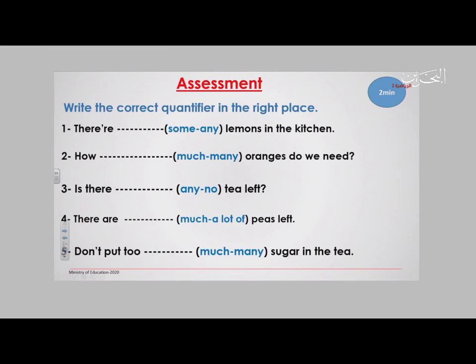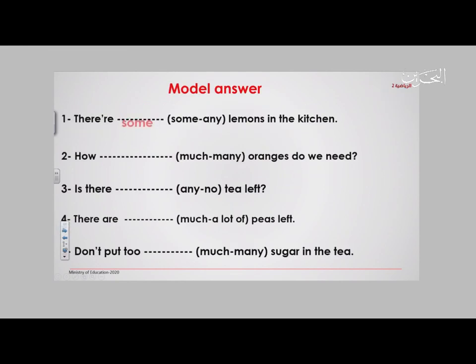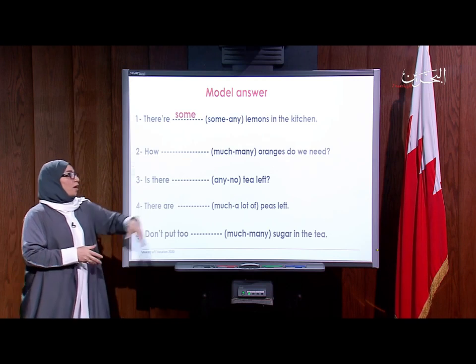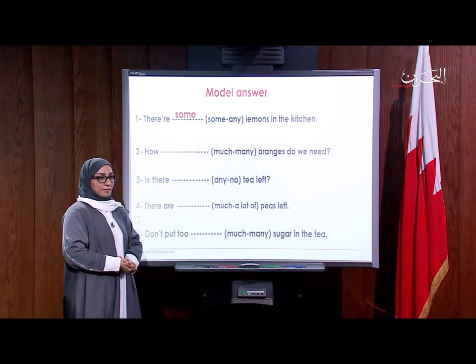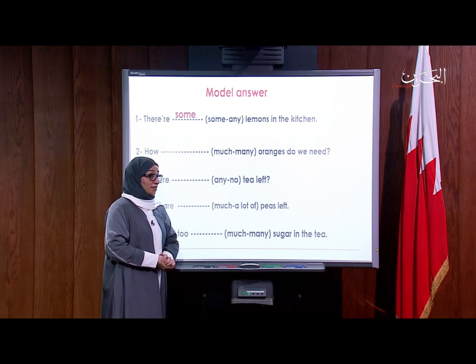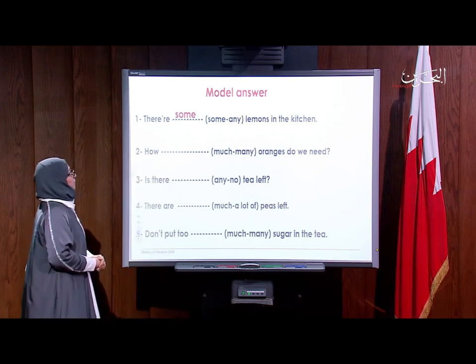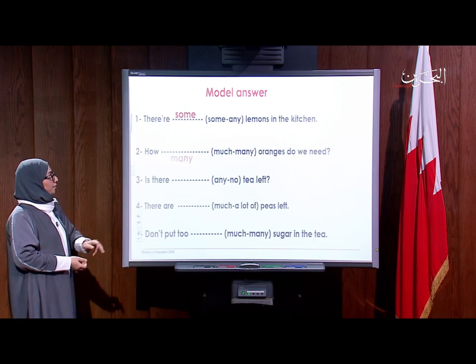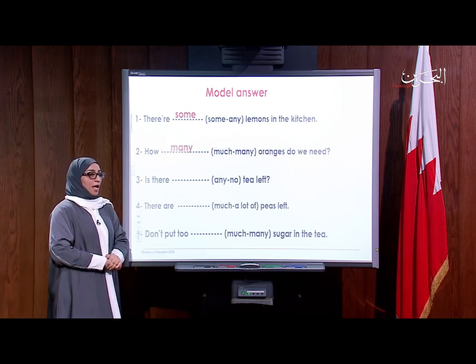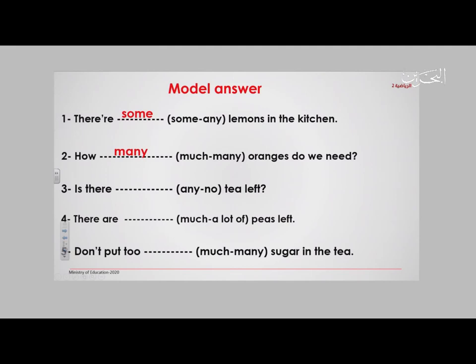Now, let's check the answer. There are some lemons in the kitchen. Why can I not use any here? Because the sentence is not negative. Number 2. How many oranges do we need? Why not much? Because orange is countable. Excellent. Let's go to number 3.